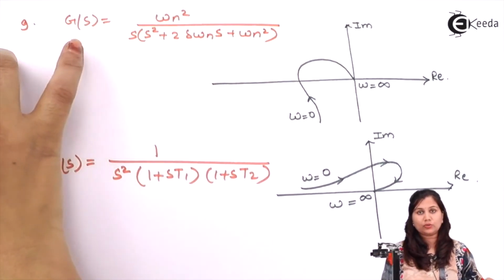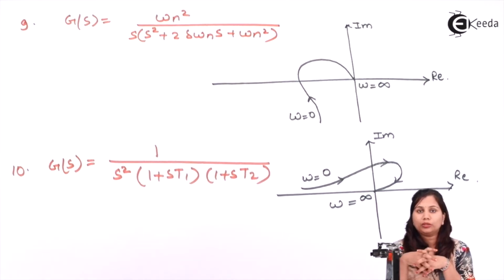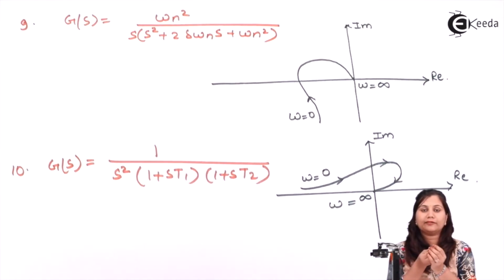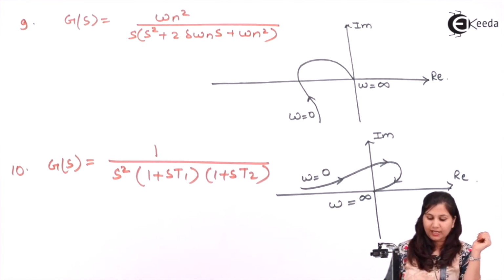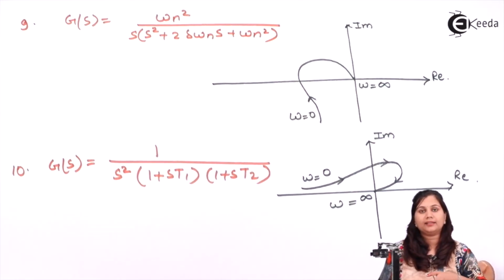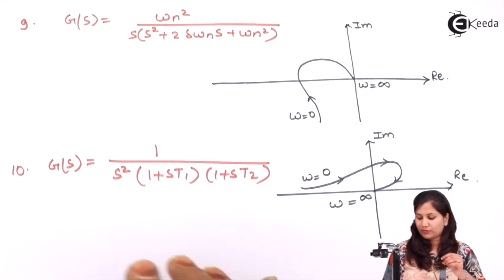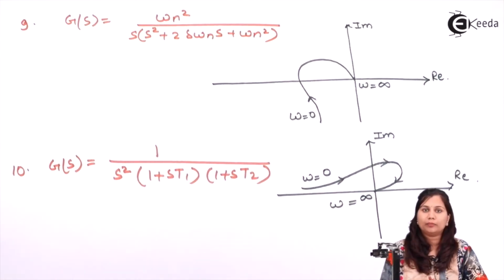So in this video we have studied the polar plots which are used for the frequency response analysis of control systems. Then we studied the steps for how we can plot the polar plot, using an example also, and then we saw some standard typical transfer functions for which we have obtained the polar plots. So I hope this video is clear to you.